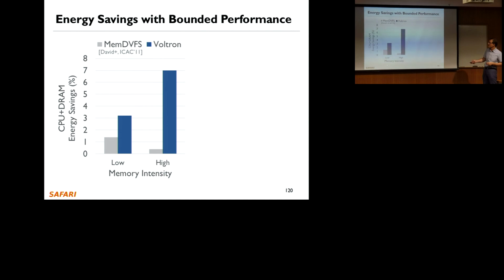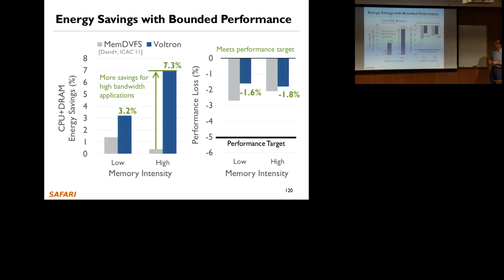Basically, if your memory intensity is low, with MemDVFS, you save some energy, but not as much as what we do. And if your memory intensity is high, the previous work doesn't save energy because it really reduces voltage and frequency when your memory bandwidth demand is low. So it cannot reduce it over here, whereas Voltron actually saves significant energy. And there's a lot of analysis in the paper that you can see.